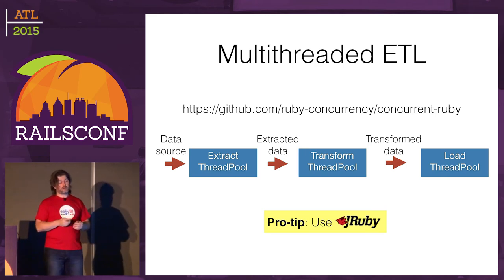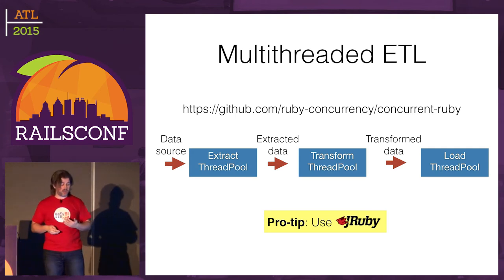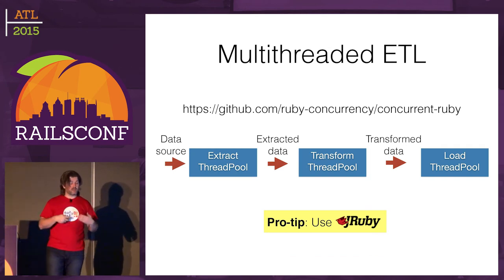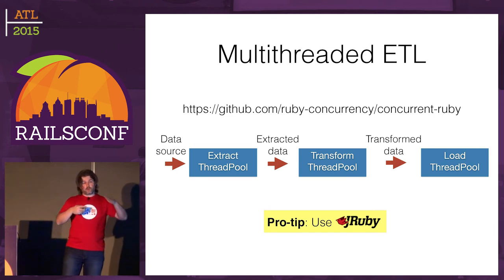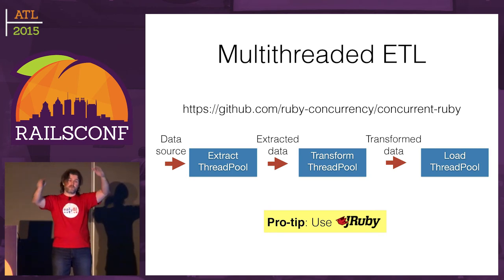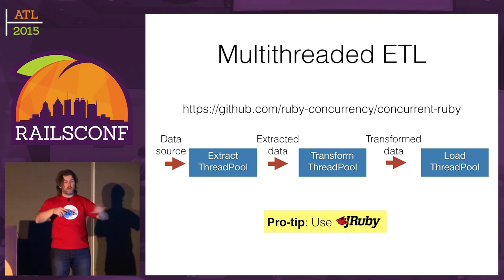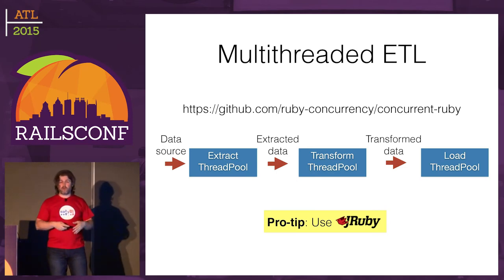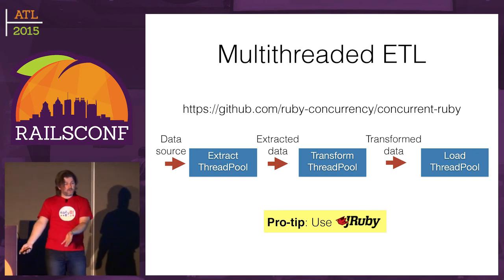And therefore, I recommend taking a look at the concurrent-ruby gem, which provides several abstractions. One that is very well suited for this multi-threaded ETL is ThreadPool. With ThreadPool, we can create a fixed or varying size thread pool and push jobs to it, and when a job is complete it gives some result, which is then processed by the next thread pool, which might suit this ETL process very well: we have a data extraction thread pool.